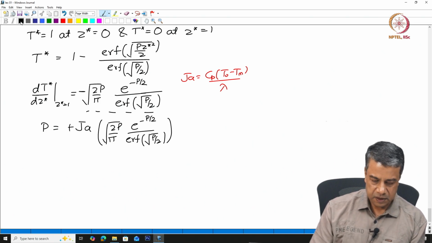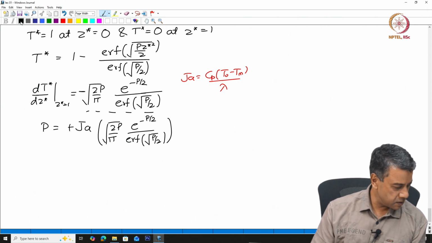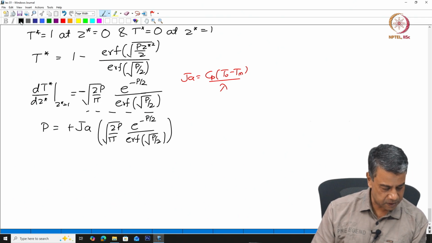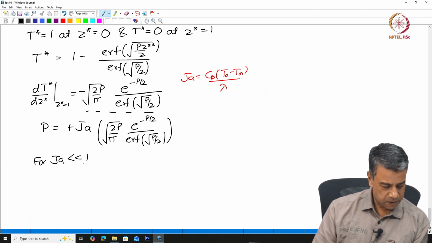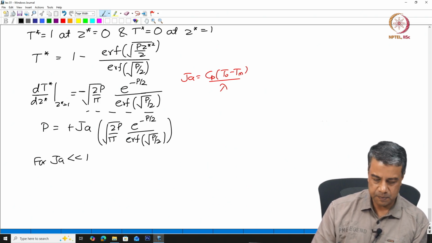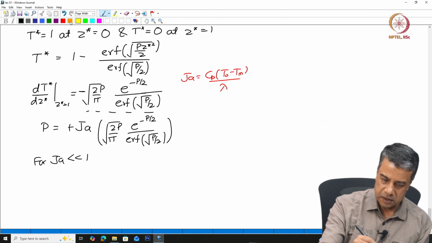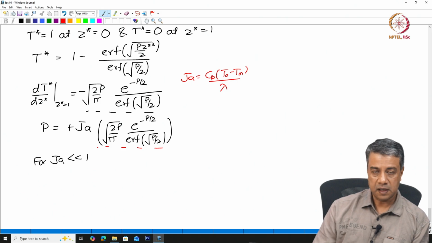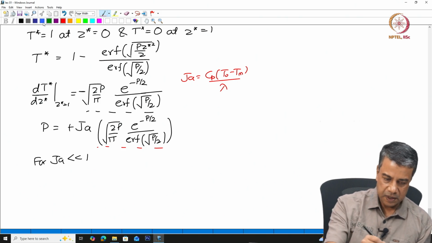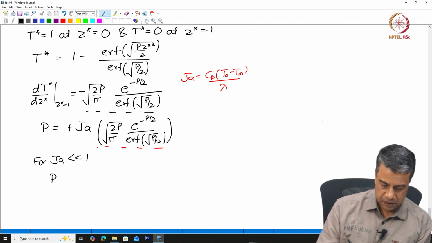This is an implicit equation, it cannot be solved directly. However, we can get the solution in limiting cases. We can get the solution for Jacob number small compared to 1. For Jacob number small compared to 1, you would expect P also to be small compared to 1. So, you can use an expansion of this parameter in the small parameter P, and then solve it to get P is equal to Ja minus Ja cubed by 3.